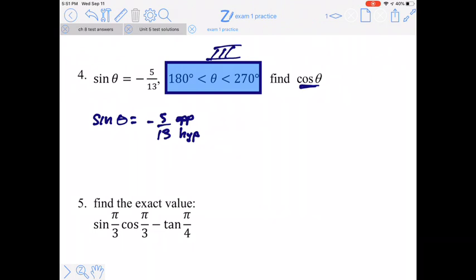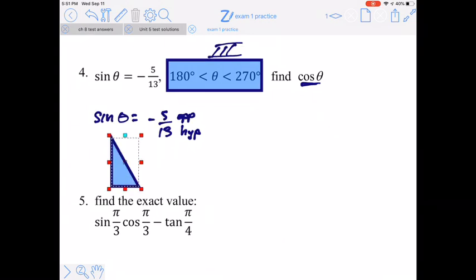And if you want to do this with a triangle, you can just draw some random triangle. You could put theta anywhere except for the right angle. If theta is here, according to the information given, the opposite length should be 5 and the hypotenuse should be 13. So then we're just left trying to find the adjacent length.